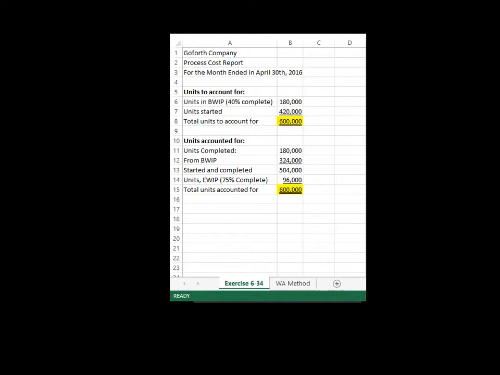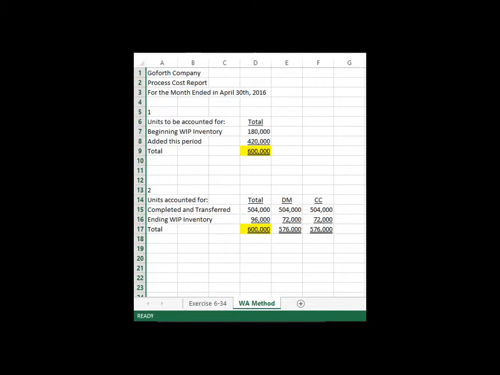Regarding this problem, I set it up first as it was demonstrated, the physical flow schedule, where units to account for I bolded, and units accounted for. What they omitted was total units accounted for, so I added it in order to clearly demonstrate that total units to account for and total units accounted for balance, which is 600,000 in both respectively. Next, I'm going to go over how I completed the problem using the weighted average method.